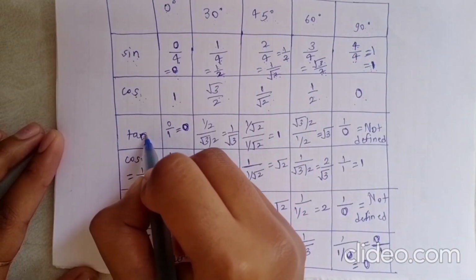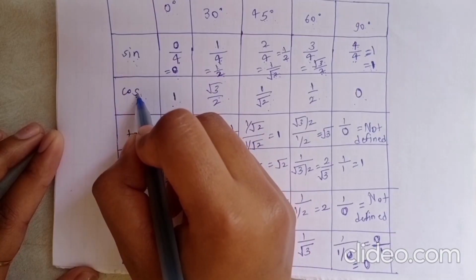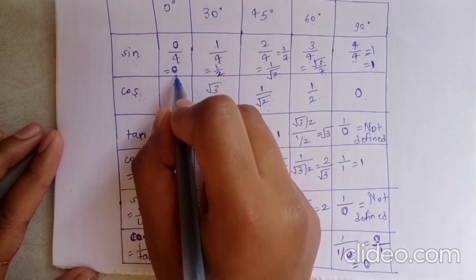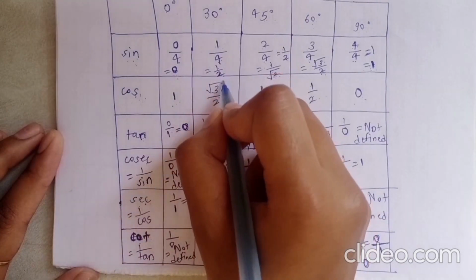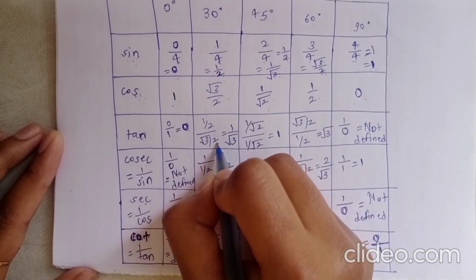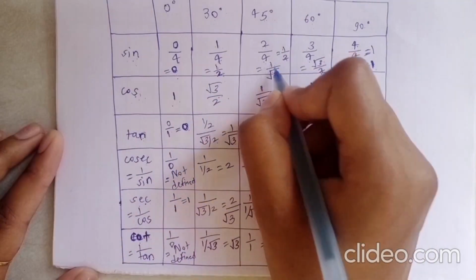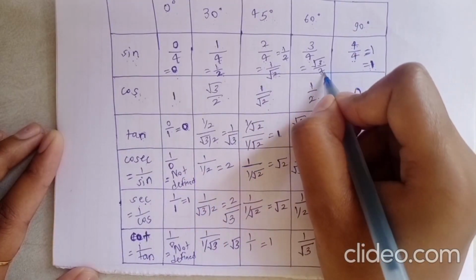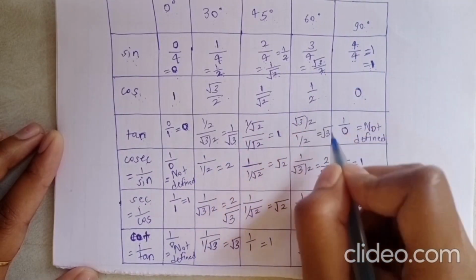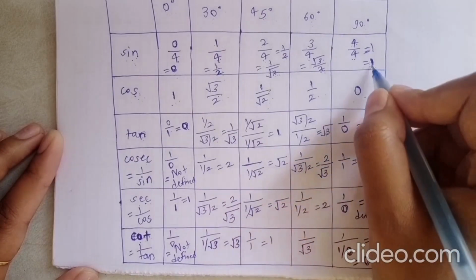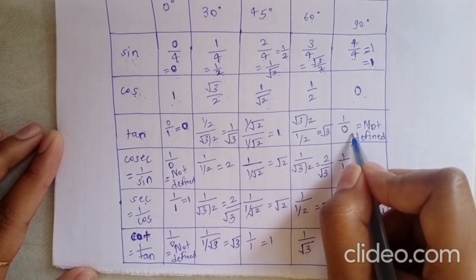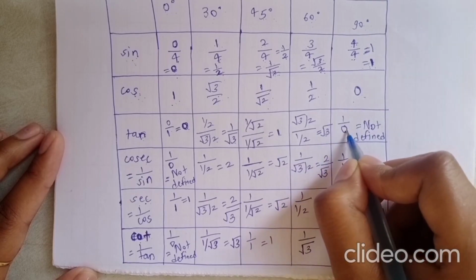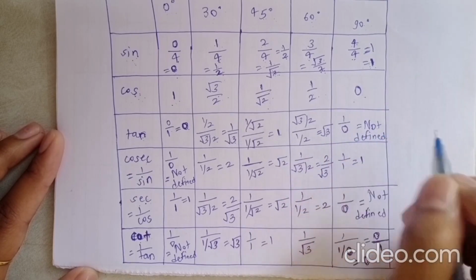We know tan is ratio of sine and cos. So we are just taking the ratio of these two values. So 0 by 1 is 0. 1 by 2 upon root 3 by 2 is 1 by root 3. 1 by root 2 upon 1 by root 2 will be 1. Root 3 by 2 upon 1 by 2 will be root 3. 1 by 0. Here always remember, when 0 comes to the denominator, we say it as not defined.